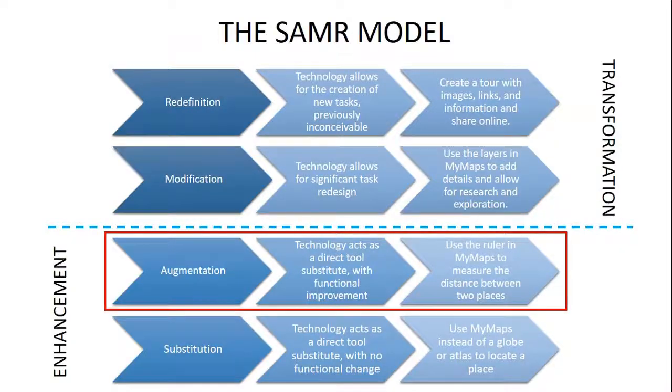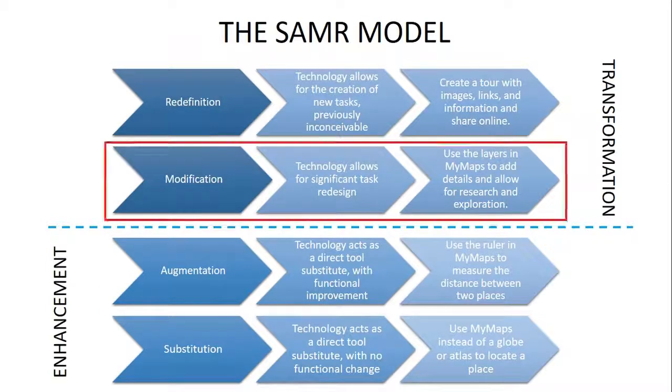Now M is for Modification. And this is using technology to allow for significant task redesign. So after students locate Berlin, Germany, we want them to explore the city and tell us more about it.